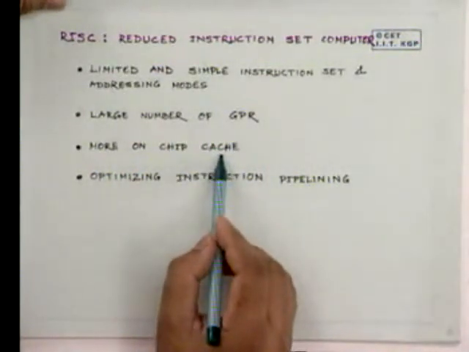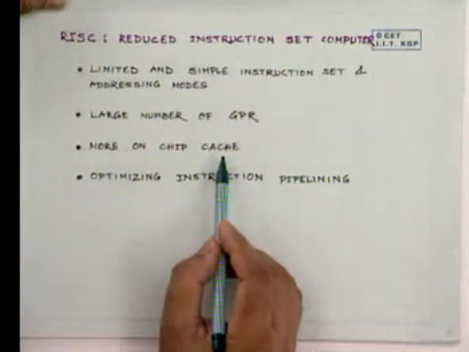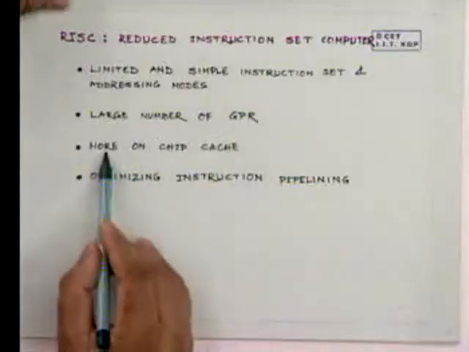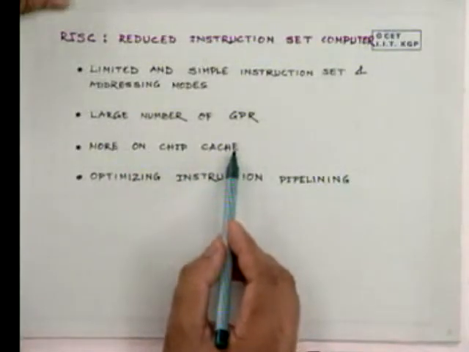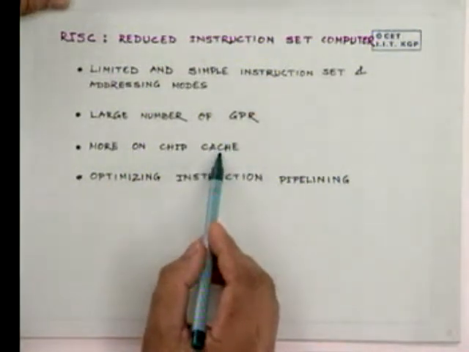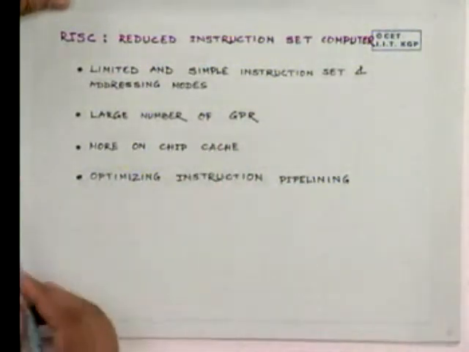Also, more on-chip cache can be incorporated. By cache we mean a memory within the CPU that acts as an intermediary between the main memory and the CPU. That means a portion of the program or the data can be prefetched and kept in the cache, and the CPU need not go every time to the main memory to get either instructions or data. If you have more on-chip cache, you can execute an instruction much faster.